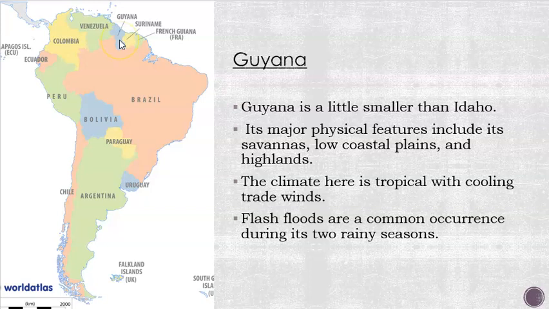Next we have the country of Guyana. It's a little smaller than Idaho. Its major physical features are its savannas, and the climate here is tropical with cooling trade winds. Flash floods are a common occurrence during its 2 rainy seasons.